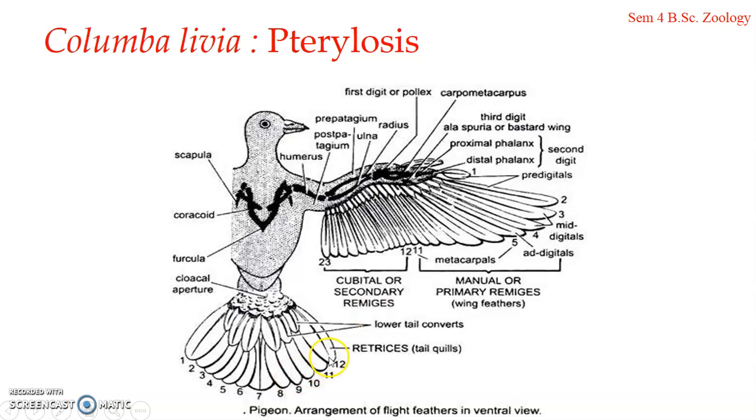And rectrices are the feathers on the tail, also referred to as the tail quills, and there are 12 in number. This is how the feathers are arranged, especially the flight feathers, which have an important role in flight adaptations.